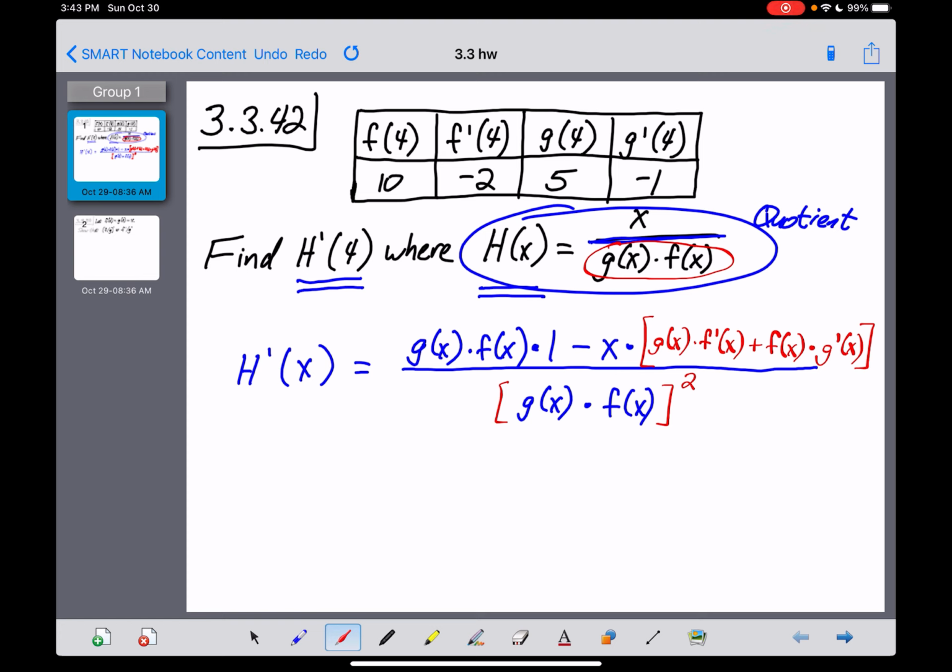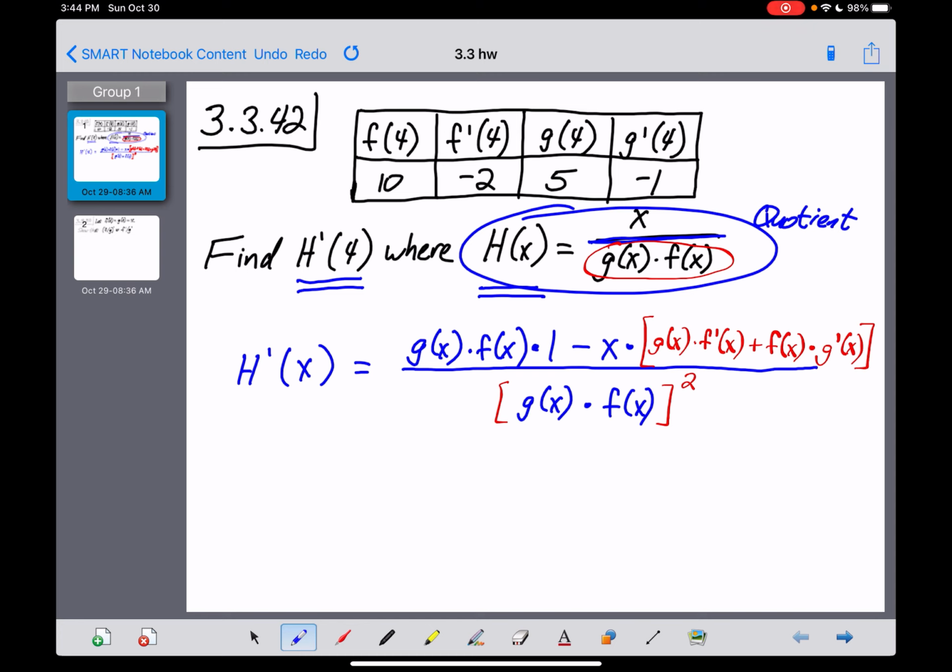Now, if the problem was just asking us to find h prime of x, this could be a really difficult problem. If they gave you a definition of g of x and f of x, we'd have a ton of simplification to do here. But actually, guys, it's almost easier.